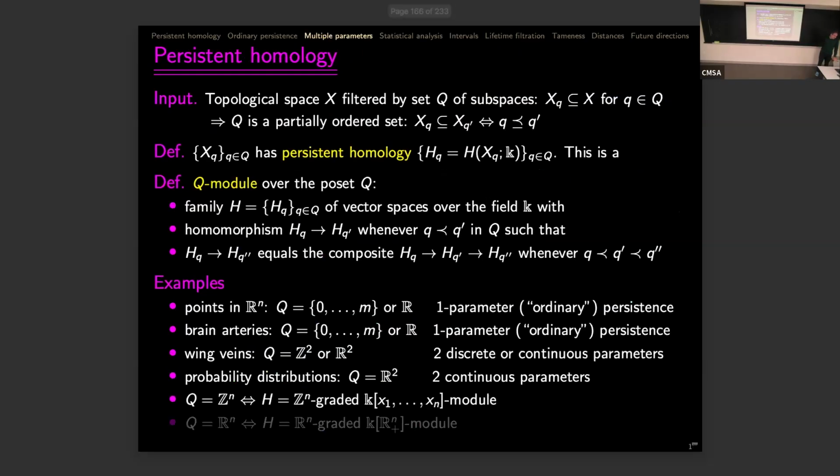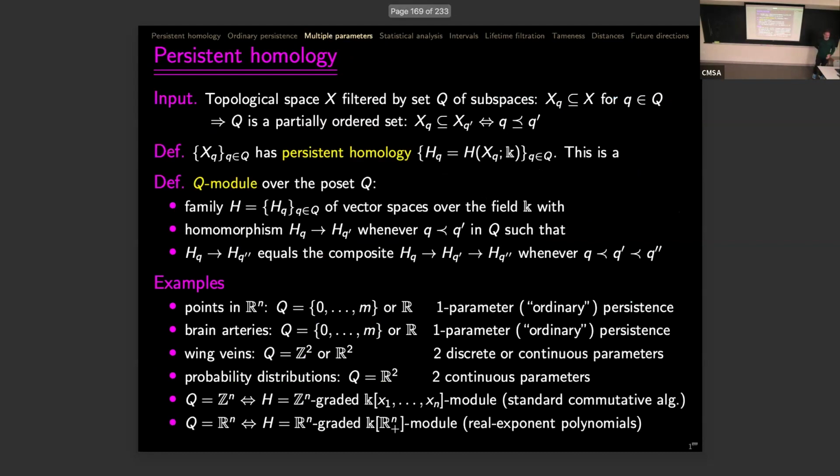So when the poset is Z to the n, the algebra that you get is standard commutative algebra. It's just modules over polynomial rings and these kinds of things, which I know is not the wheelhouse of people here, but I'm just saying it. When you do R^n persistence, you get modules over a real exponent polynomial ring, and that is new kinds of algebra that had to be invented just to do this kind of stuff.